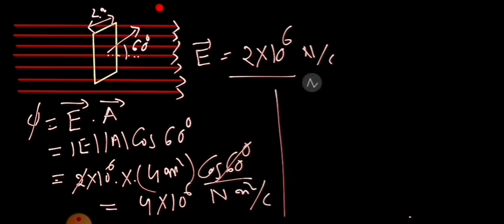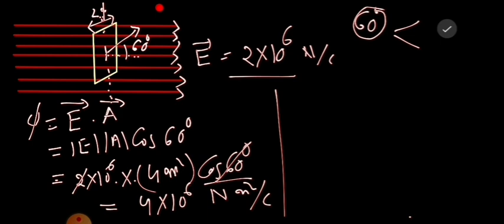Now in this question, if the square frame is rotated further by an angle of 15 degree about this axis, where it was earlier at 60 degree and is now further rotated by another 15 degree, then what will be the new flux? How much flux will be passing through the surface area?